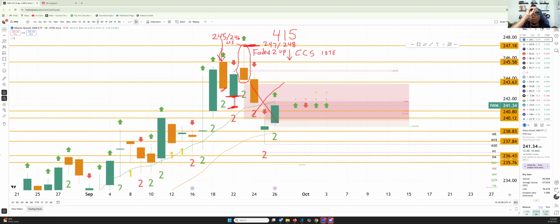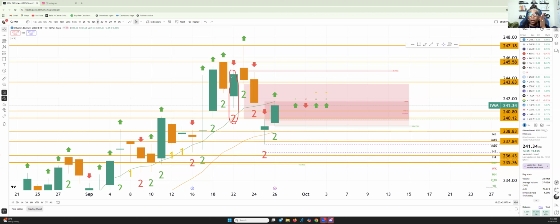So each day, 1 DTE, 1 DTE, 1 DTE, right? The next day you're looking to say, okay, now what? We're still using our strat. This next one here is a failed 2 down. This green candle with a red number is a failed 2 down candle.